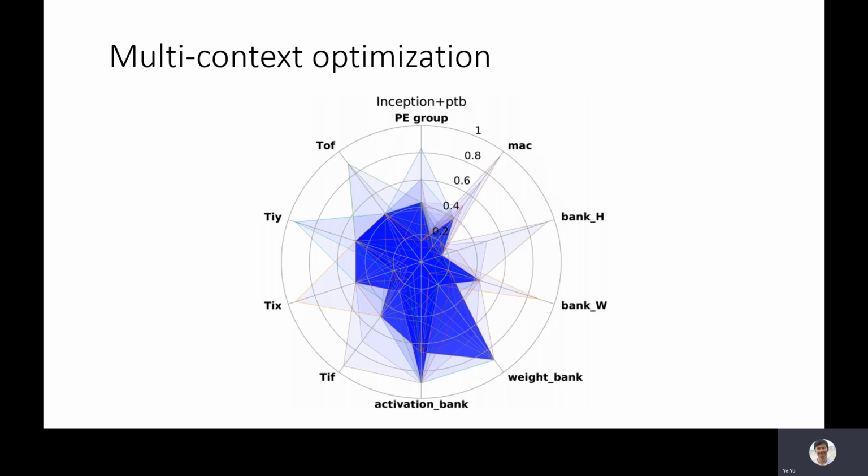This figure shows the resulting architectural configurations with top 10% performance on this multi-context application. This radar chart is quite different from the ones I showed in the previous slides. It is not a simple combination of the two charts of Inception and PTB. It has a smaller number of maps compared to Inception and smaller loop tiling size compared to PTB.